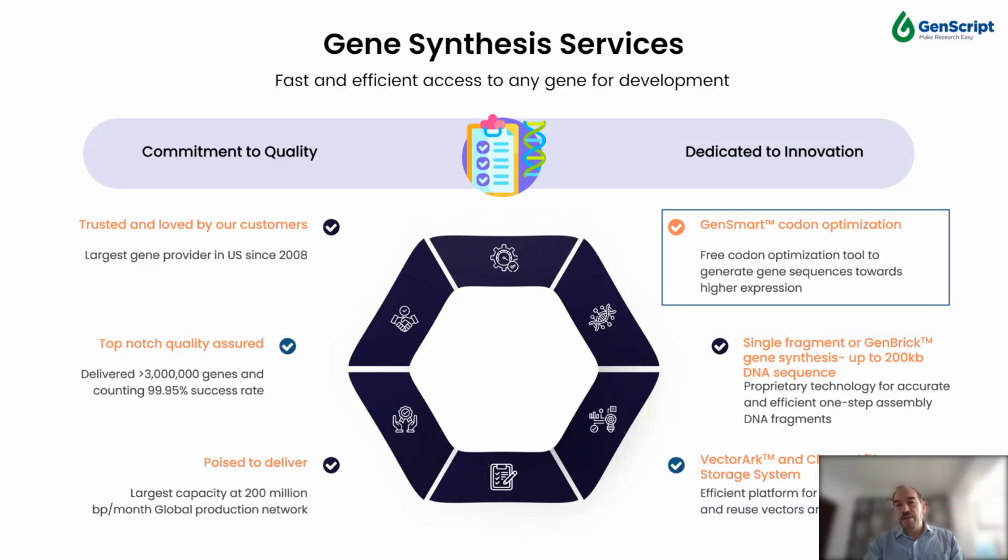In addition, we have very easy to use tools such as GenSmart Codon Optimizer. It's a very easy to use software, available to all our customers. You can use it to do the codon optimization for your genes of interest before the synthesis, and then easily place the order. We can synthesize the gene of interest, of course, as a single fragment or as a gene brick, or gene fragment, essentially. Especially as gene bricks, we can synthesize up to 200 bases DNA sequences. We have proprietary technologies for accurate, efficient one-step assembly of these gene fragments after the synthesis.